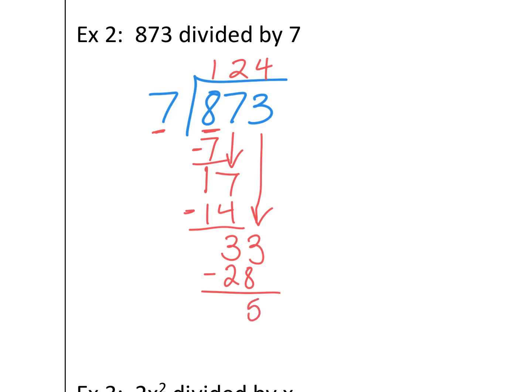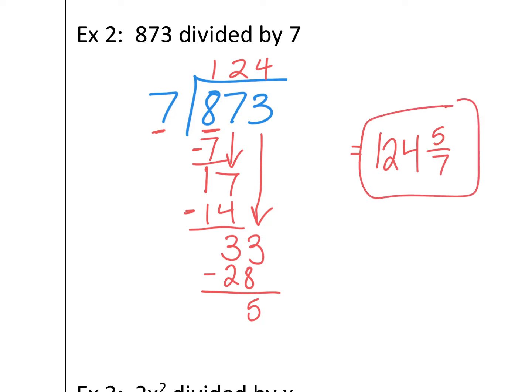How many of us got that? Good. Any questions? Did I go too fast for anybody? So the final answer, we're not quite done. The final answer would be what? 124 and 5 over 7. The remainder over the divisor. Good. Questions there?